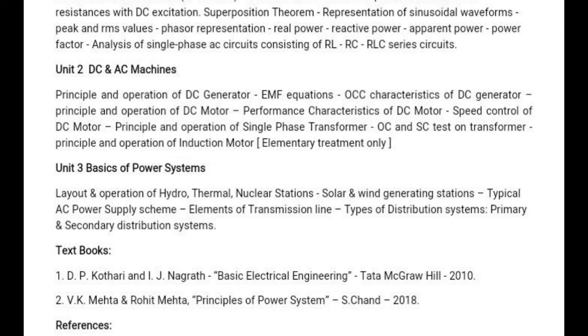Thermal power plant: by firing the coal, we produce heat. After that it is converted to steam, and after that it is converted into electrical energy. The line diagram is important for the hydropower plant, thermal power plant, nuclear power plant, and solar and wind power plants.